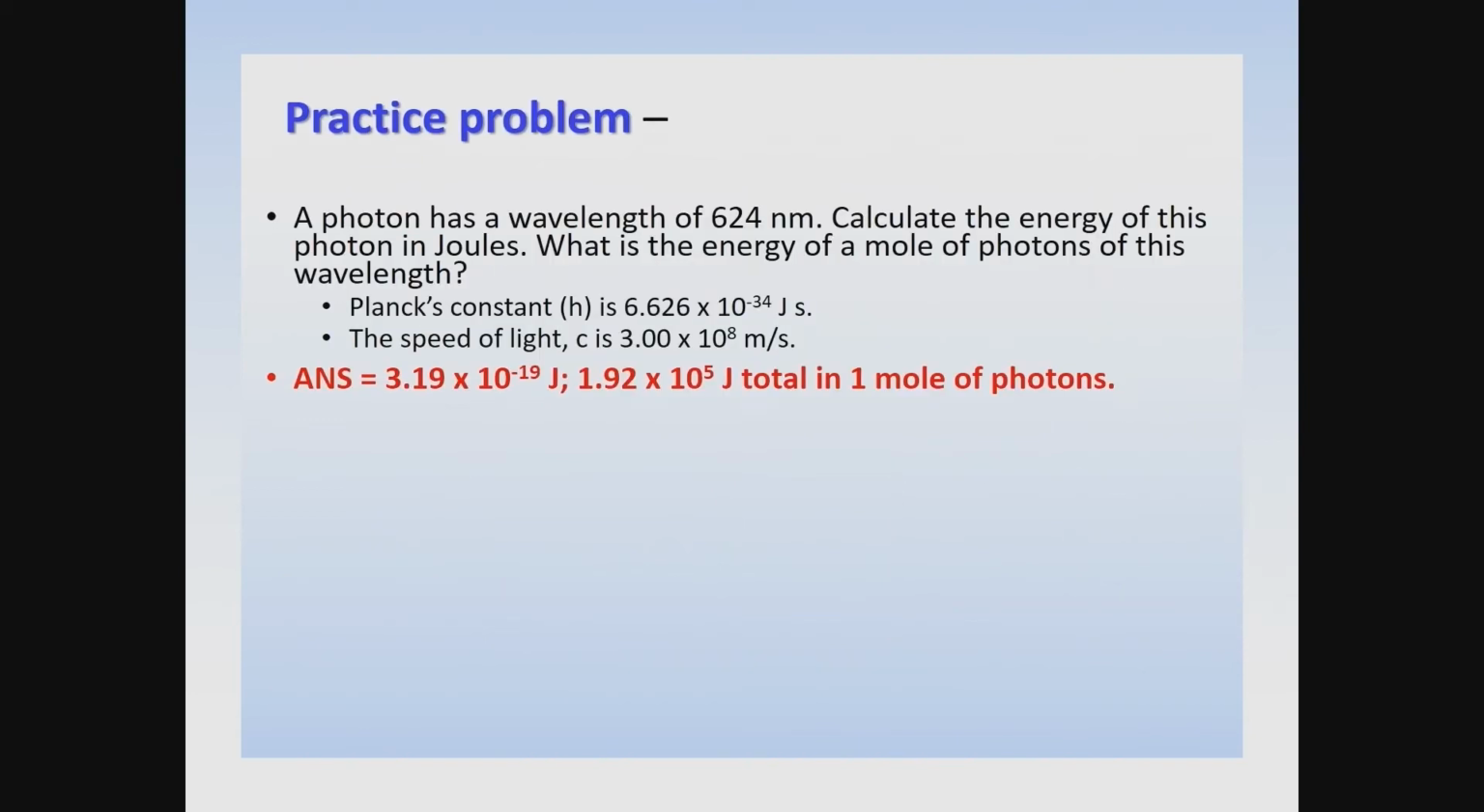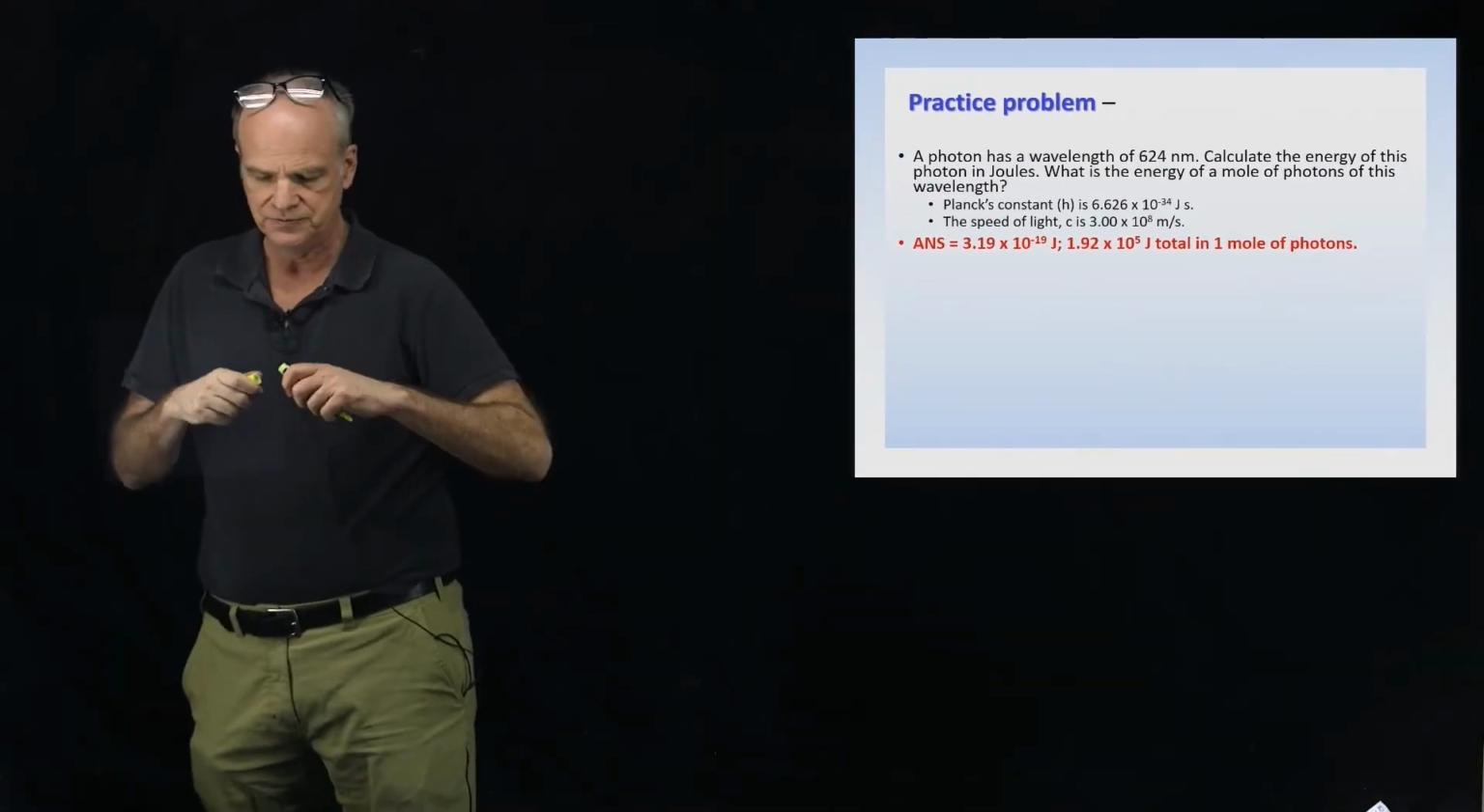So let's go ahead and try this practice problem that we have here. It says a photon has a wavelength of 624 nanometers. Calculate the energy of this photon in joules. What is the energy of a mole of photons of this wavelength? Okay, so let's go ahead and see if we can solve this problem.